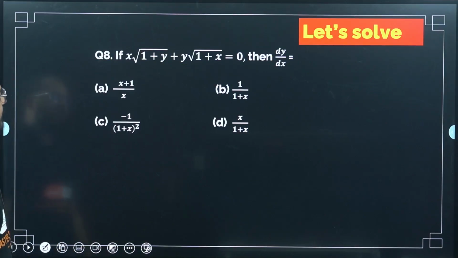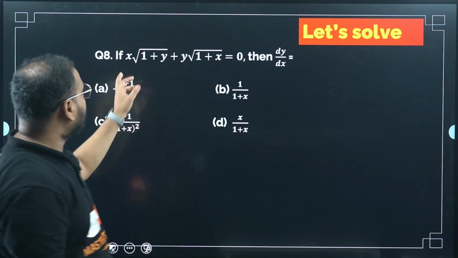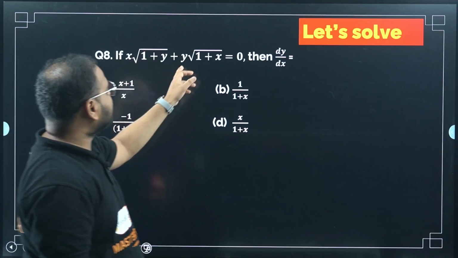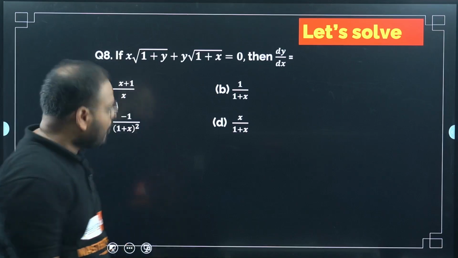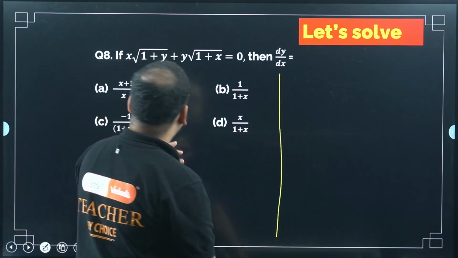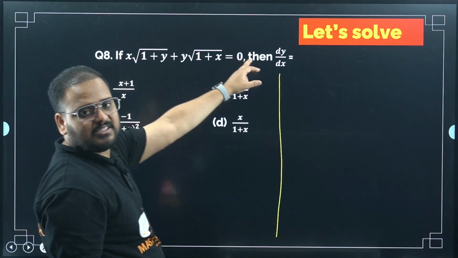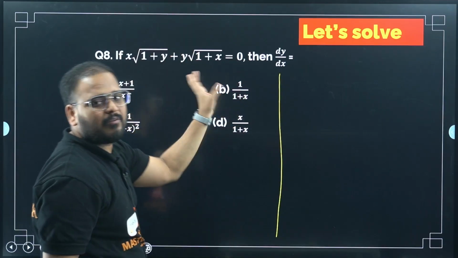Okay, alright. What about this, sir? x times root of 1 plus y, plus y times root of 1 plus x, equals 0. Find dy by dx. How can we get it? Can we simplify this? Let's do one thing. It's already given as 0. I'll take the root on the other side and then square it up. Then I won't have to deal with roots.